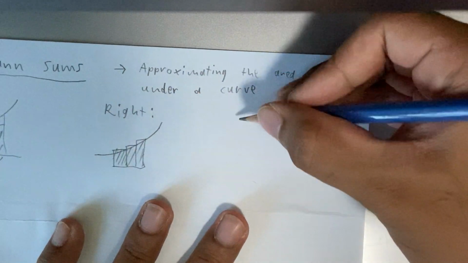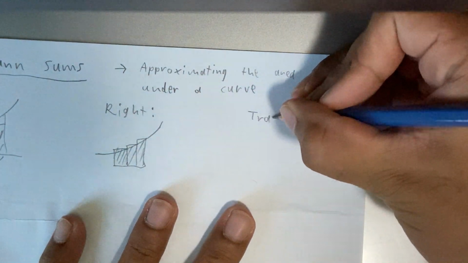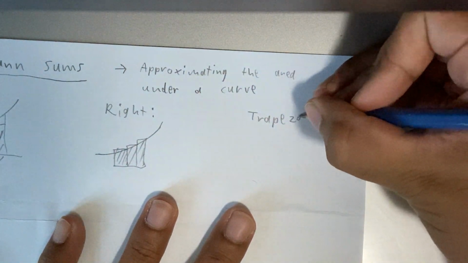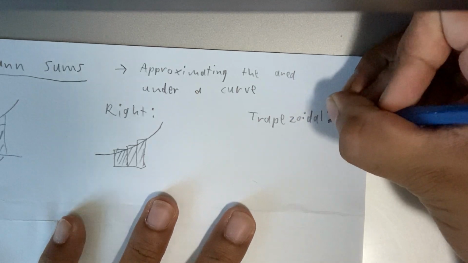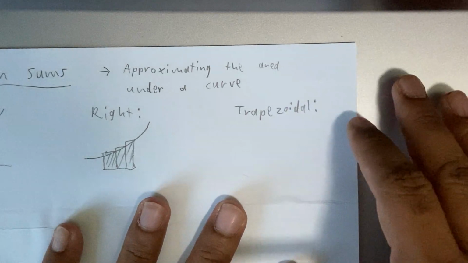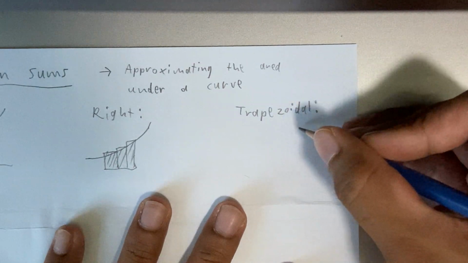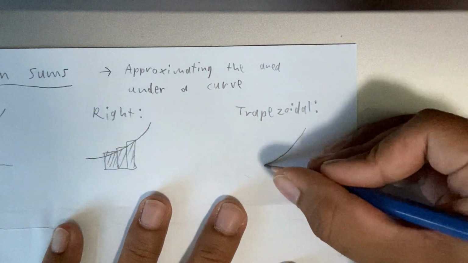Yeah, and then you have the trapezoidal Riemann sum. Trapezoidal. This just sprung at me once in a test and I just had to guess at what it was, so that was a pretty stressful time for me.